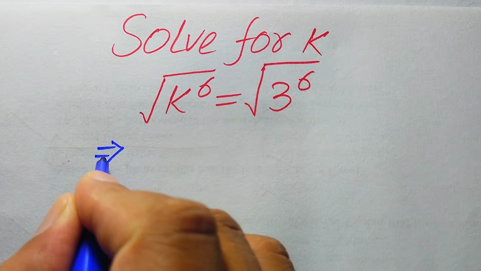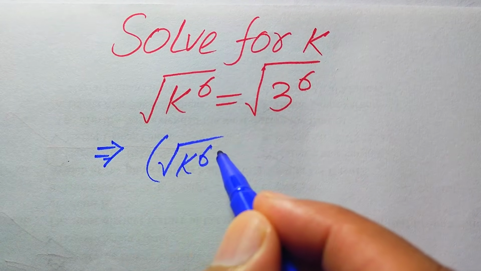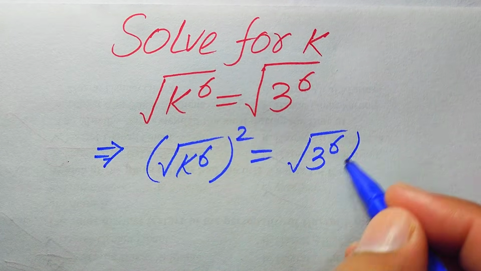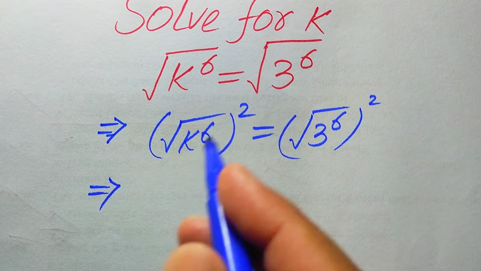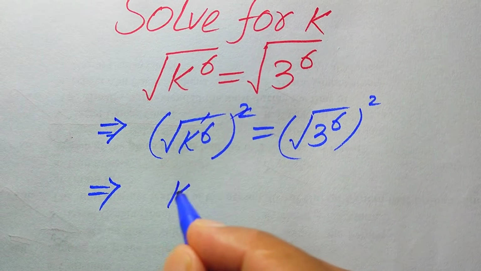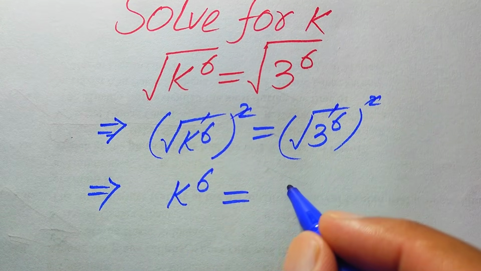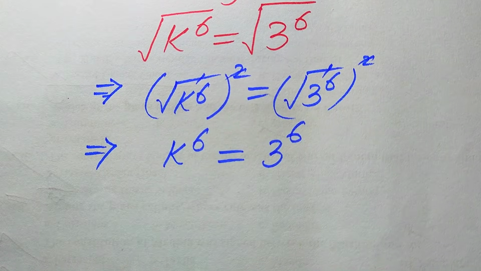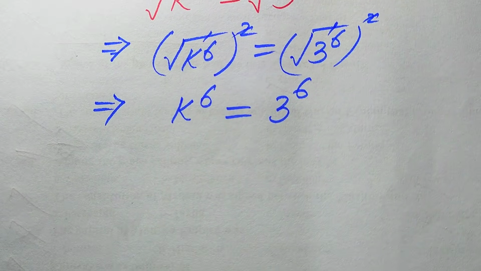So here first we need to remove the radical sign from both sides. For this we will take squaring on both sides, and when we apply squaring this will be written in this form. Further you see the 2 and the square root are gone, and we obtain k to the power of 6 equals, again the 2 and the square root are gone, 3 to the power of 6. So this equation will become a sixth order equation.